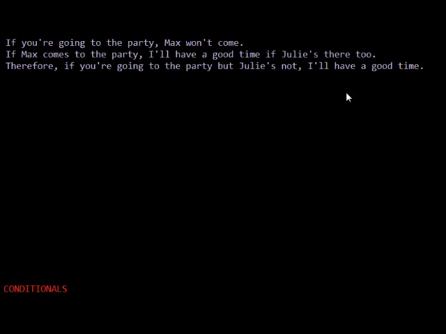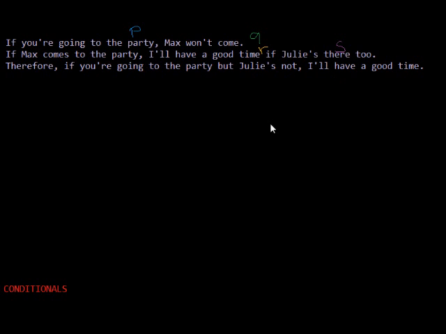So if you're going to the party will be P. Max comes to the party will be Q. And Julie coming to the party, having a good time will be R. And Julie coming to the party will be S. Let's pick a good color for S. We'll make it gray. Actually, no, let's make it purple, because I haven't used that yet, I think. So we have P, Q, R, S.